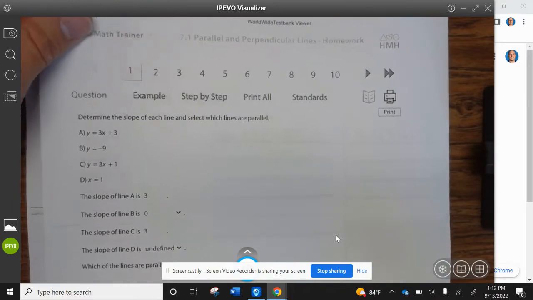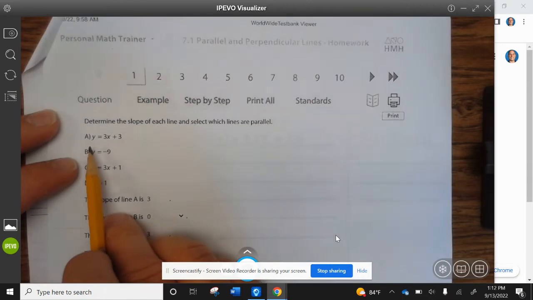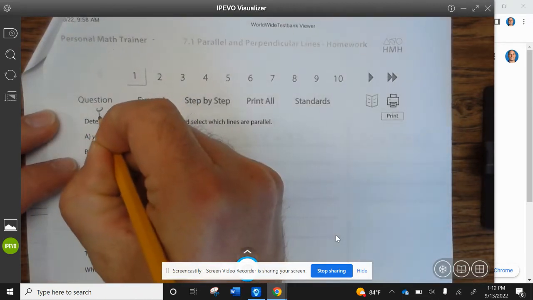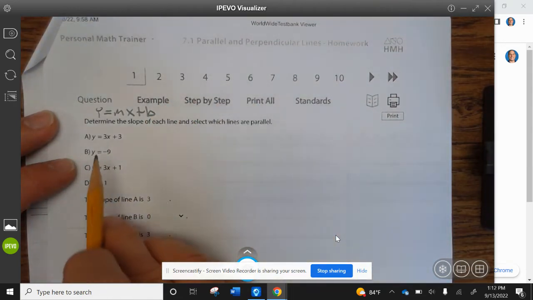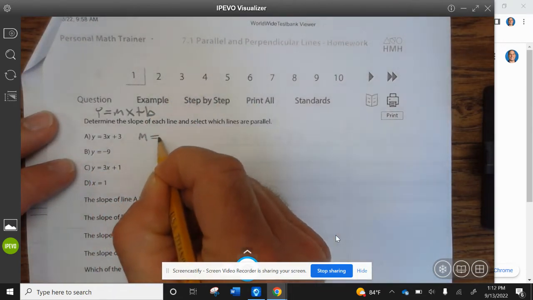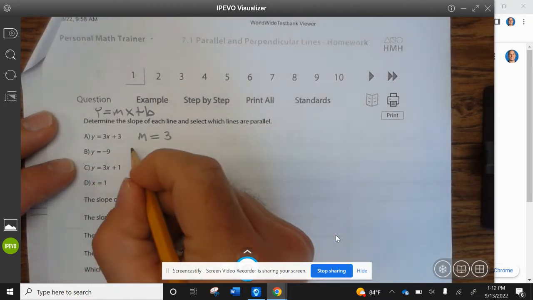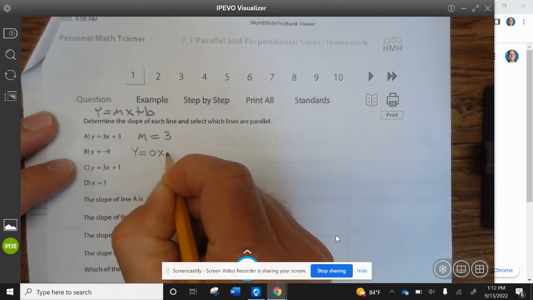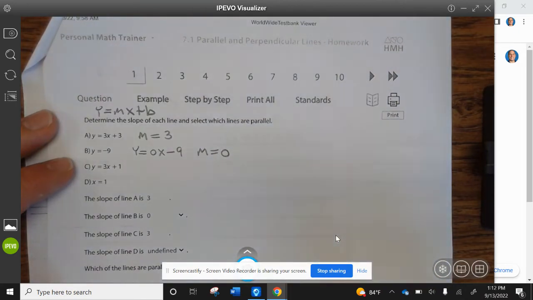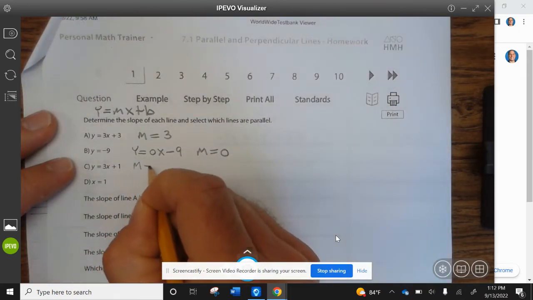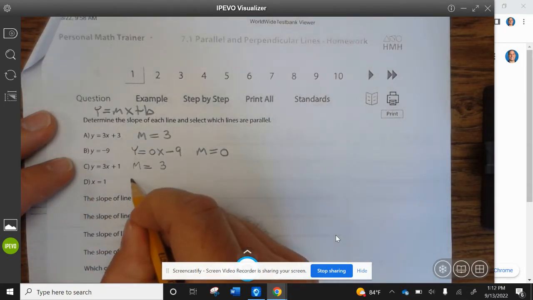All right, example 1, determine the slope of each line and select whether the lines are parallel. As long as it's solved for y in the form y equals mx plus b, the slope is the number in front of x. So the number in front of x is 3, so the slope is 3. If there's no x, then the equation would be y equals 0x minus 9, meaning the slope is 0. Okay, so the slope for c is m equals 3. And if it's x equals, then the slope is undefined.